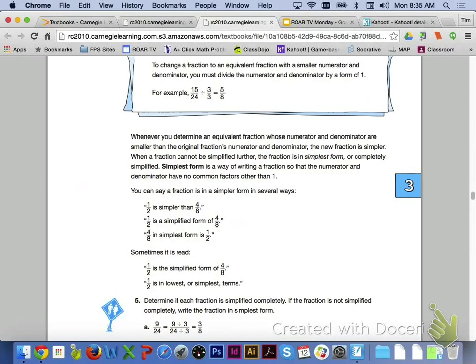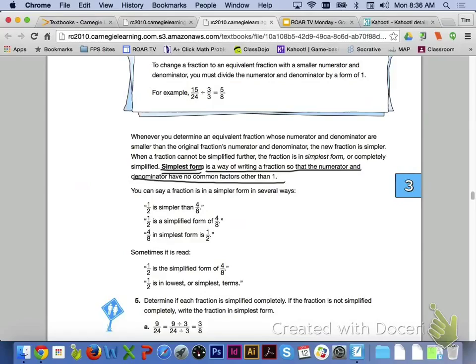We're going to skip number 4 and move over to page 157. To change a fraction to an equivalent fraction with a smaller numerator and denominator, you must divide the numerator and denominator by a form of 1. So for example, if we have 15/24 and we divide by 3/3, again a form of 1, we get 5/8 as our equivalent fraction.